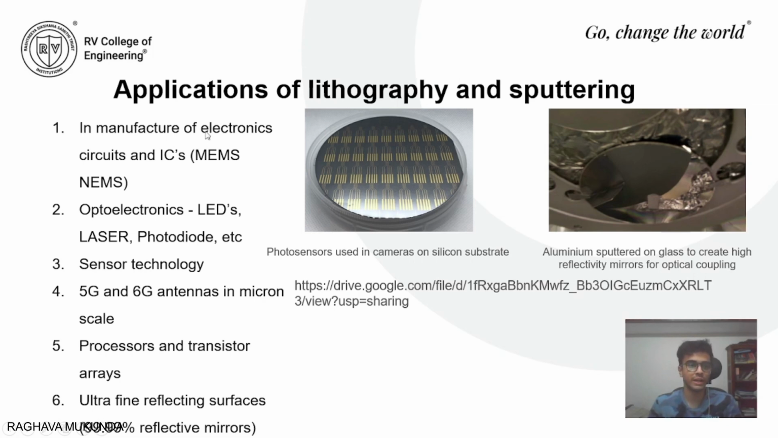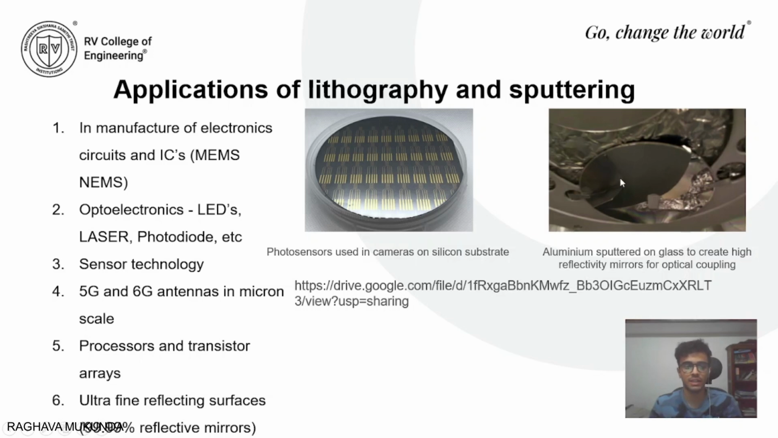Applications of lithography are various and wide. Primarily, they are used to create ICs for MEMS and NEMS. MEMS are microelectronic and mechanical devices. NEMS are nanoelectronic and mechanical devices. They can also be used to create optoelectronics such as LEDs, lasers and photodiodes. Various sensors such as photosensors, thermal sensors and humidity sensors are created using lithography. The new 5G and 6G antennas in mobile phones and other IoT devices are created on the micron scale using photolithography. Processor and transistor arrays, which are the core of every single computer today, are also created using e-beam lithography.